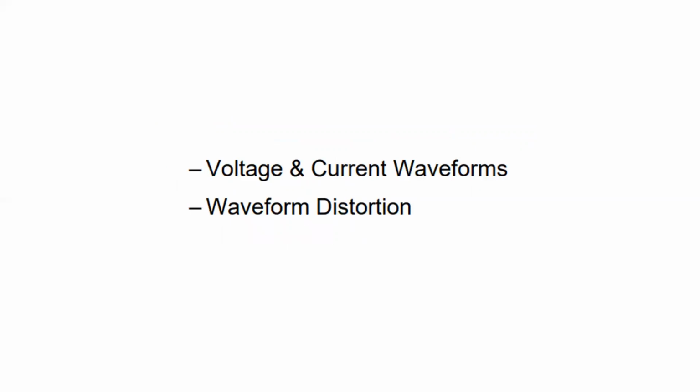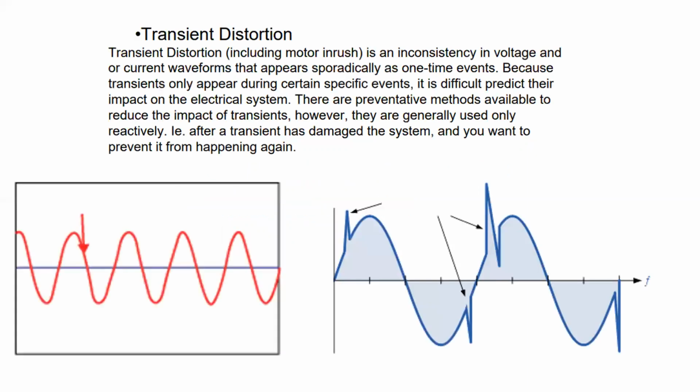First, we're going to look at voltage and current waveforms and waveform distortion. Items that come up may be things such as transient distortion. It's an inconsistency in voltage or current waveform that appears sporadically, sort of like one-time events. So if it's only a one-time event, it's really difficult to predict what the impact will be on the electrical system. There are preventative methods available to reduce the impact of transients. However, they're used only reactively, and so that's only when we have experienced a failure.